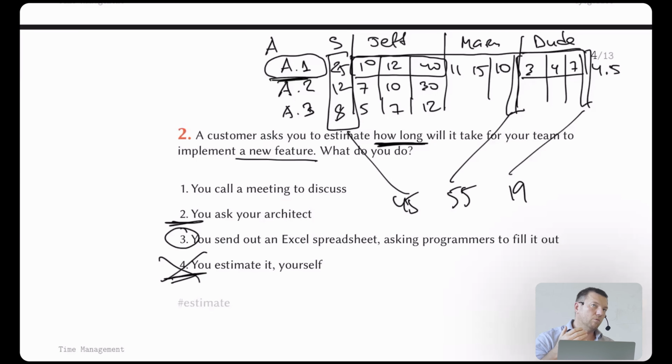Always expect the opposite. Expect your people are smarter than you, especially technically. So ask them for the information. The right answer is you build the Excel spreadsheet and you ask programmers to fill it up.